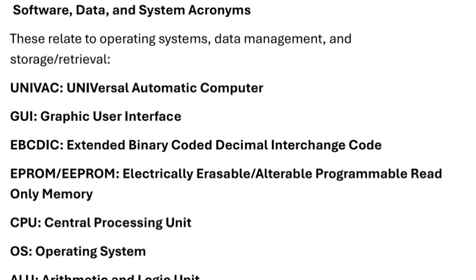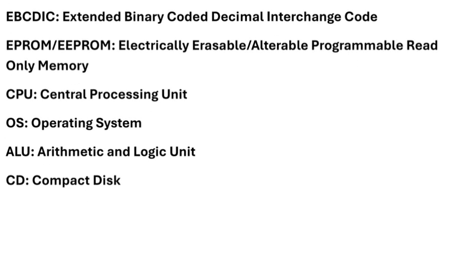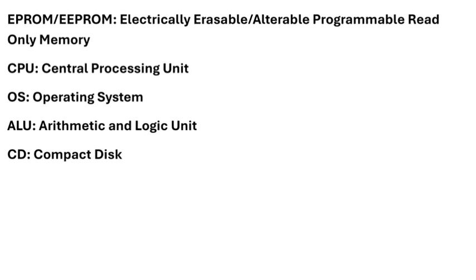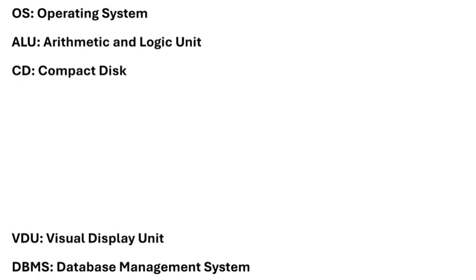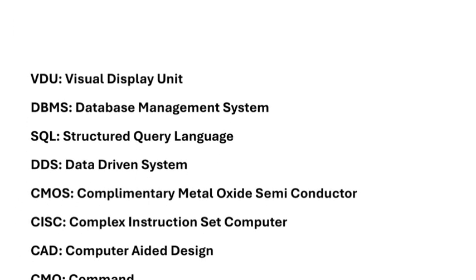Software, data and system acronyms. These relate to operating systems, data management, and storage/retrieval. UNIVAC, Universal Automatic Computer. GUI, Graphic User Interface. EBCDIC, Extended Binary Coded Decimal Interchange Code. EPROM/EEPROM, Electrically Erasable/Alterable Programmable Read-Only Memory. CPU, Central Processing Unit. OS, Operating System. ALU, Arithmetic and Logic Unit. CD, Compact Disk. VDU, Visual Display Unit.